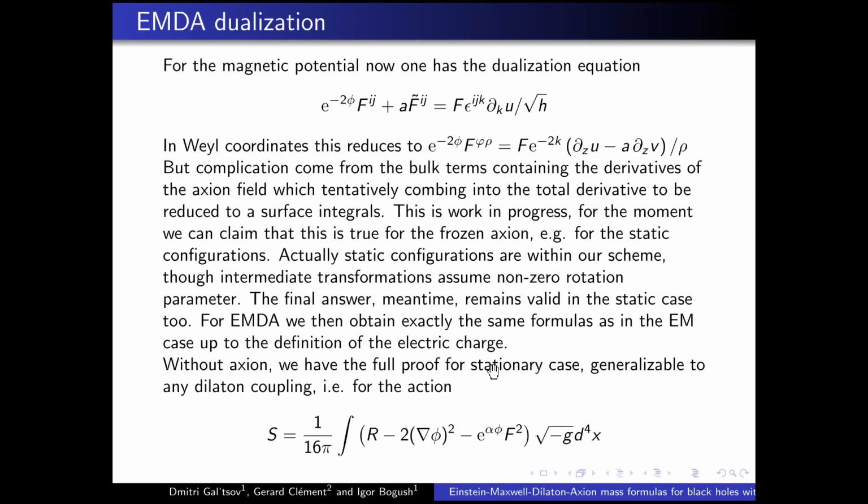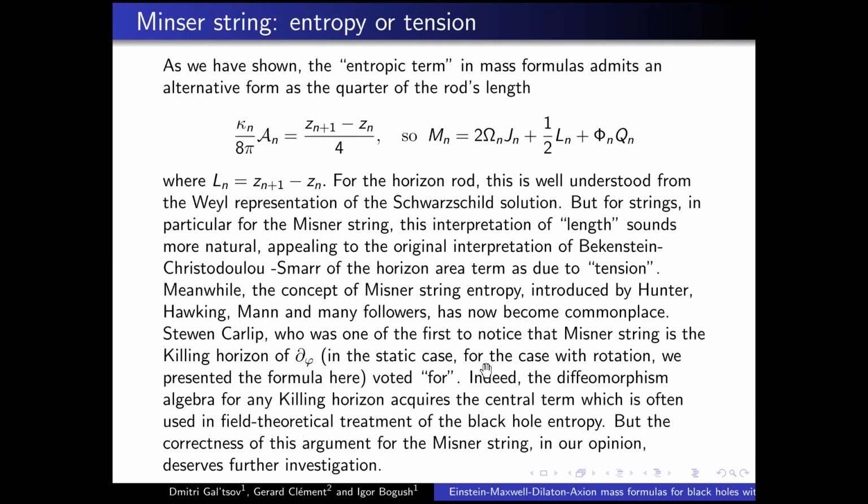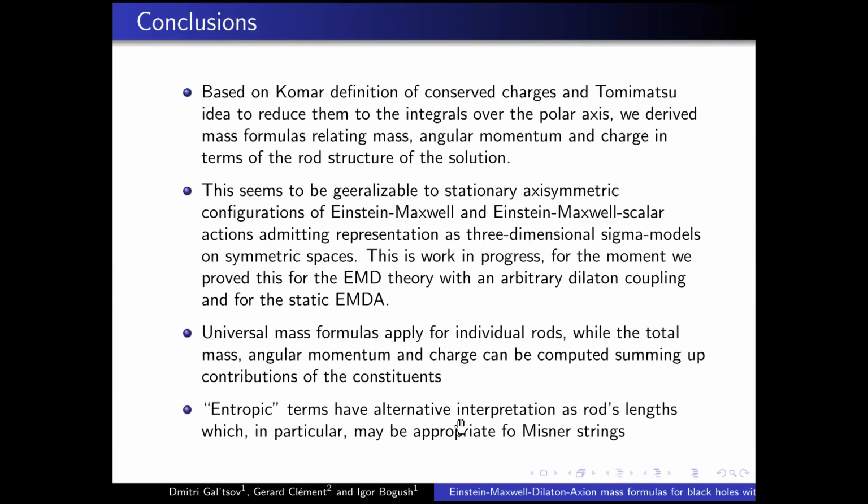So the argument of Carlip, who was maybe the first who noticed that the Misner string is the Killing horizon of d5, he considered the static case. In our case, it is rotating d5. The argument is that you have a two-dimensional Killing horizon, you have a two-dimensional differential manifold, which requires the central charge, and then the Cardy formula gives you the entropy. So in that sense, you can formally, but still I leave it an open question.